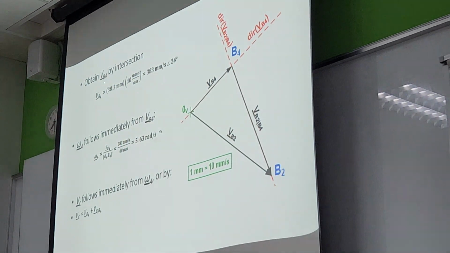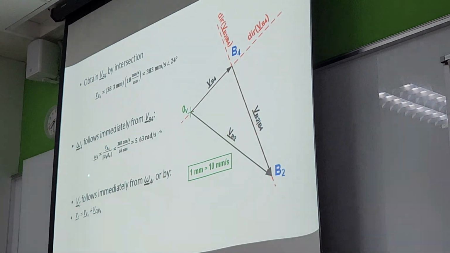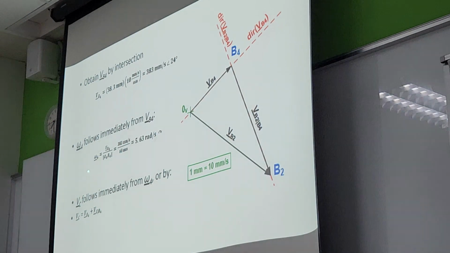Once you know velocity V4, then you can calculate the angular velocity of link 4. The angular velocity of link 4 will be velocity V4 over the length of the link. If you do this, then you will get the magnitude as 5.63 radians per second. And as you see, based on the direction of velocity V4, you can say that the angular velocity of link 4 will be clockwise.